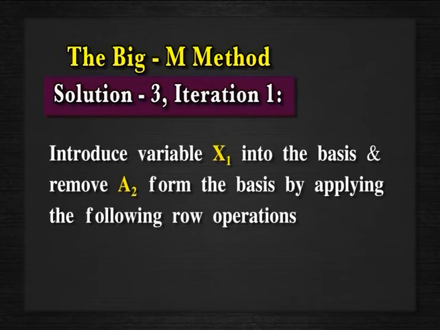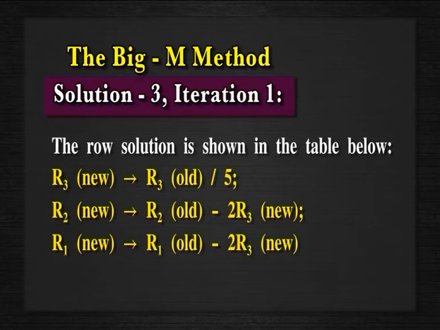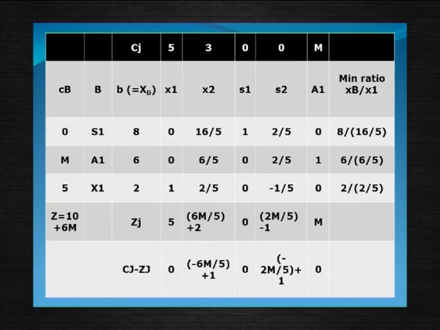Coming to iteration 1. Introduce variable X1 into the basis and remove A2 from the basis by applying the following row operations. The new solution is shown in the table below. R3 new is equal to R3 old by 5. R2 new is equal to R2 old minus 2 R3 new. R1 new is equal to R1 old minus 2 R3 new. Then we get the new table with the following values.